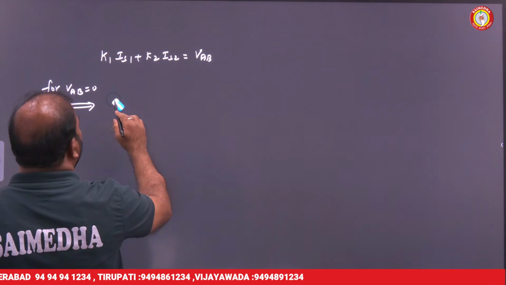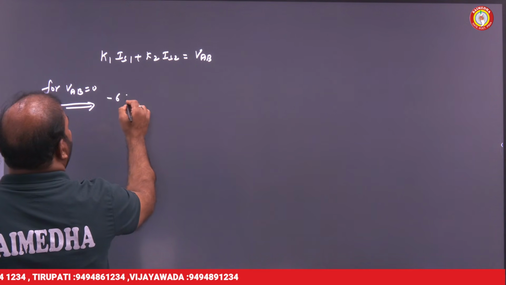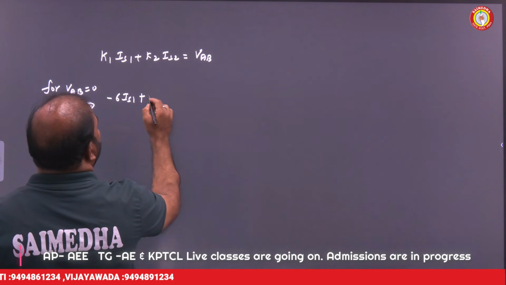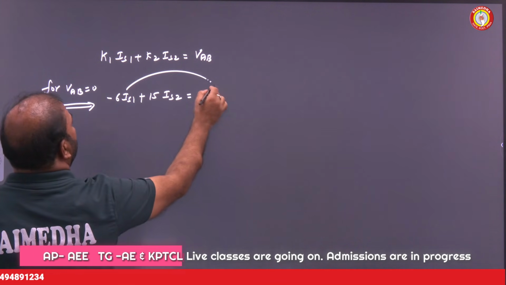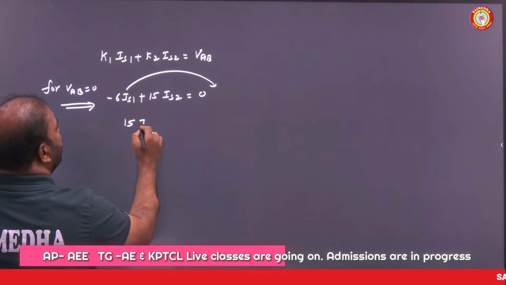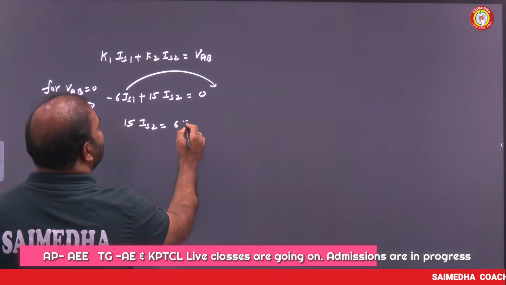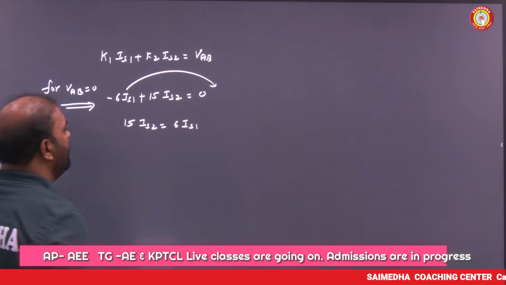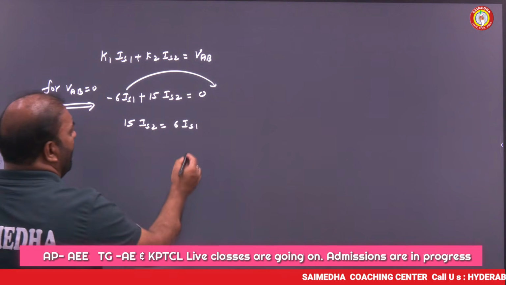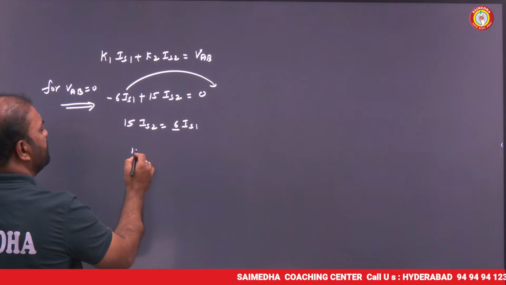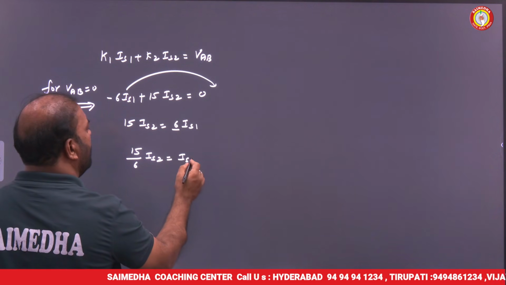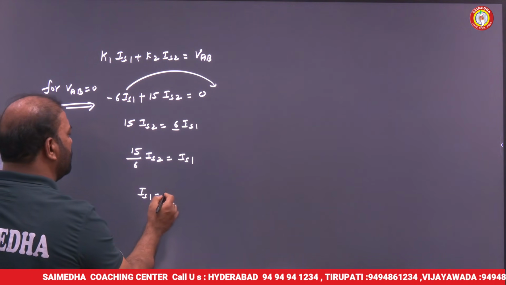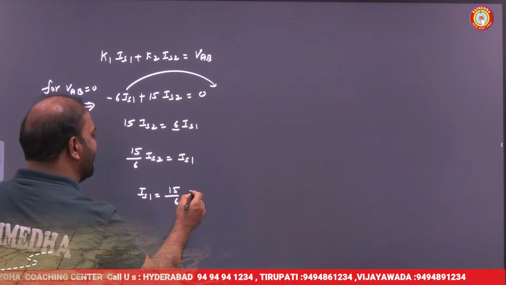15 IS2 minus 6 IS1 plus 15 IS2 is equal to 0. Shift this term to the right side: 15 IS2 is equal to 6 IS1. My friends, shift this 6 to the left side: 15 by 6 IS2 is equal to IS1. So IS1 is equal to 15 by 6 IS2.